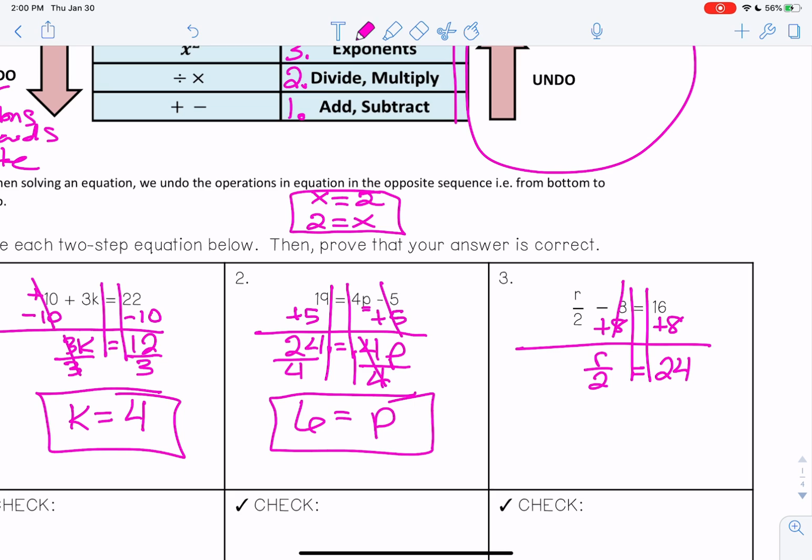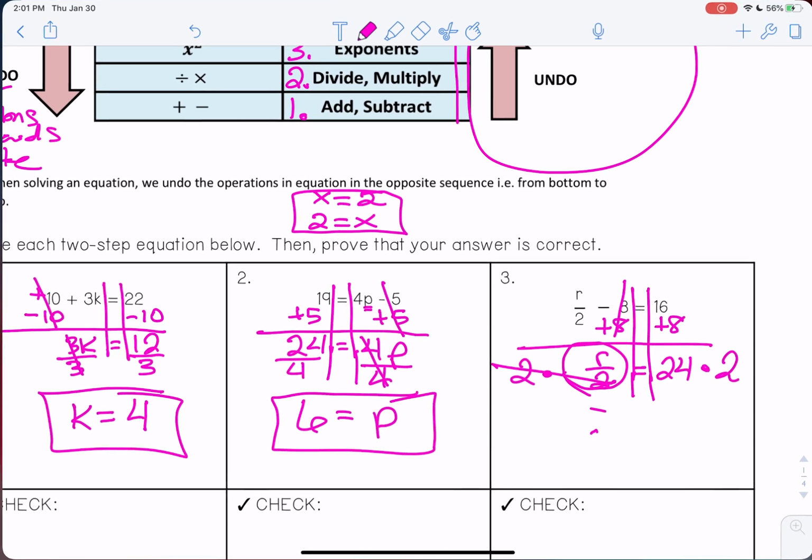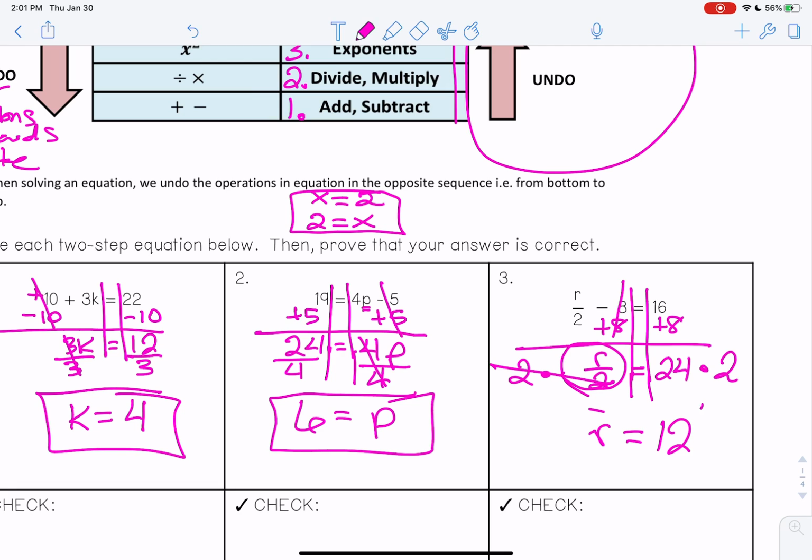24. Now I have r divided by 2 equals 24. Don't let this fraction here trip you up. Remember, you always do the opposite. So if it's r divided by 2, the opposite of division is multiplication. I'm going to multiply by 2. And whatever I do to one side, I have to do to the other. These two cancel out, and I get r equals 12. And that's my answer.